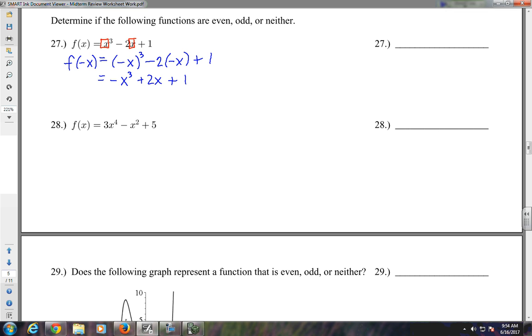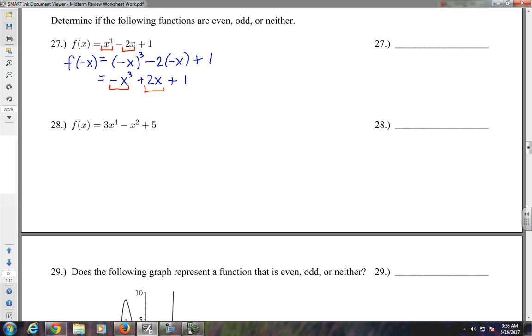The original function is f of x equals x cubed minus 2x plus 1. I can tell that what I have obtained is different. Okay? If after I simplify, I get exactly the same expression as the original function, our conclusion would be that it is even. Now, comparing, notice the first term has changed sign from f of x to f of negative x. The second term has changed sign. Now here's the deal. If all terms change sign, it's going to be an odd function.